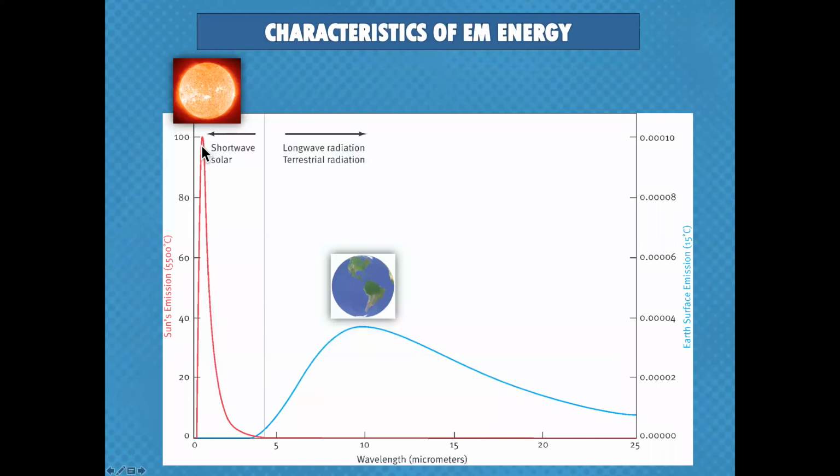So the sun is most effective at emitting energy in the visible. The earth is, on the other hand, most efficient at emitting energy in the infrared. This energy, while important, is called terrestrial or long wave. We don't see it with our eyes. Whereas what comes from the sun is either called solar energy, makes sense, or short wave. The shorter the wave, the more energy it has in it.